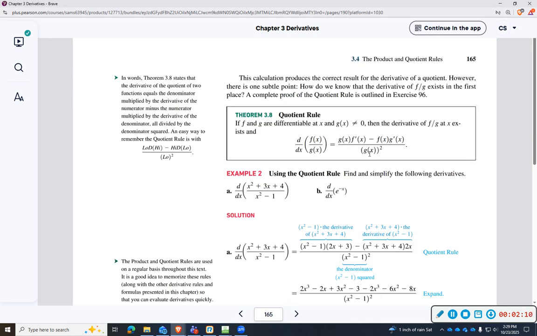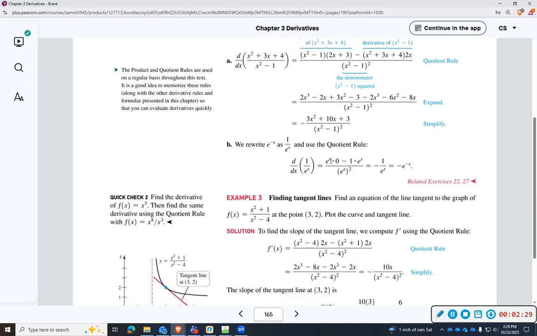So the bottom times the derivative of the top minus the top, which is f of x, times the derivative of the bottom function g of x, and this is all over the bottom squared. And so this is the main goal for this section, the product and quotient rule.